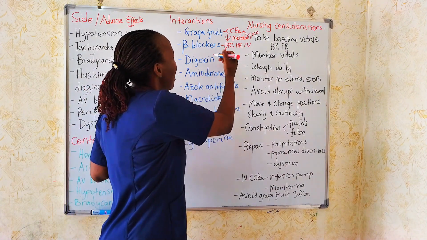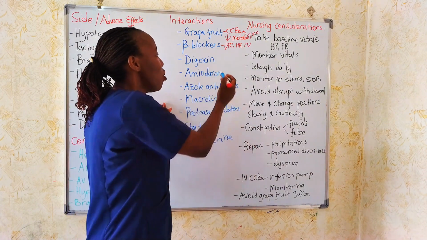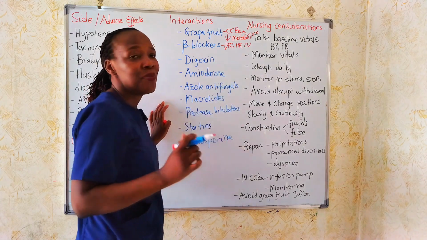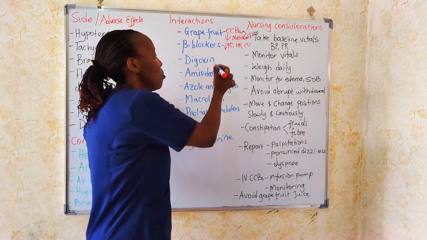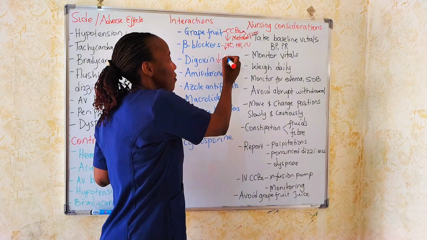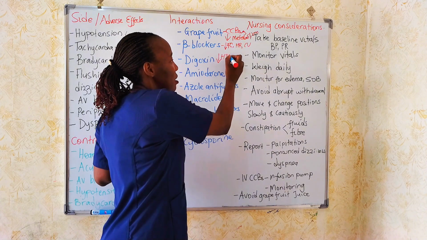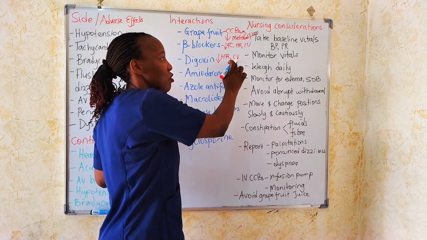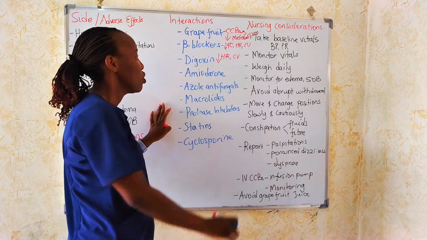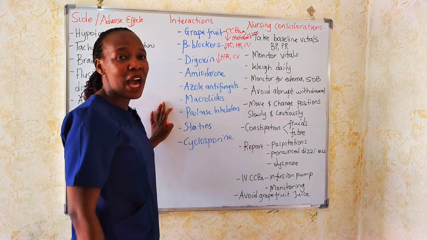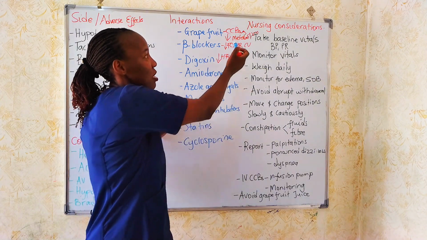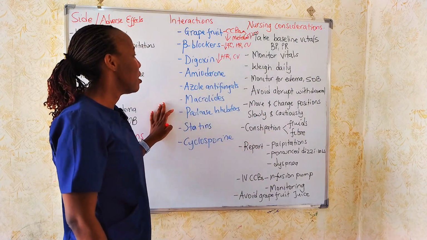Then calcium channel blockers also interact with digoxin. How? Remember, digoxin is going to produce a negative chronotropic effect. Digoxin is going to produce a negative dromotropic effect, reduces conduction velocity. So we can also end up with an additive and pronounced bradycardia when digoxin is given together with calcium channel blocker.